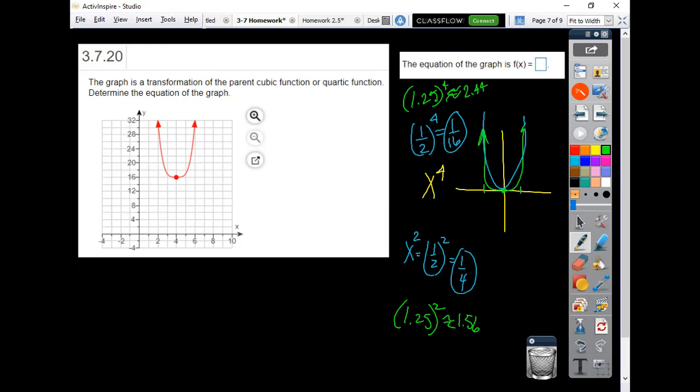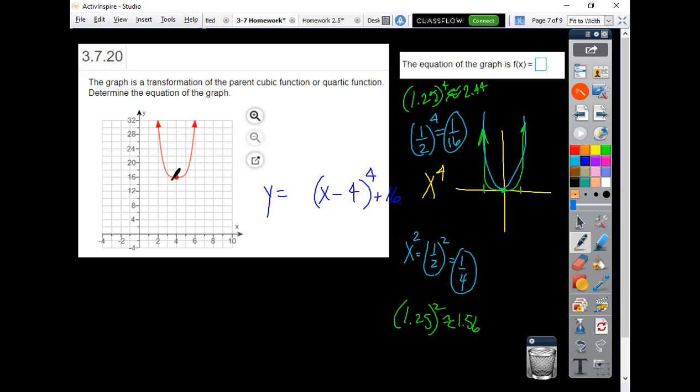So anyway, back over here to our problem. Looks like it's a y to the 4th. I'm sorry, x to the 4th. It's been moved to the right 4, so remember that's the opposite of what you would think. X minus 4, I would think left, but minus 4 is to the right. Up 16 is out here.